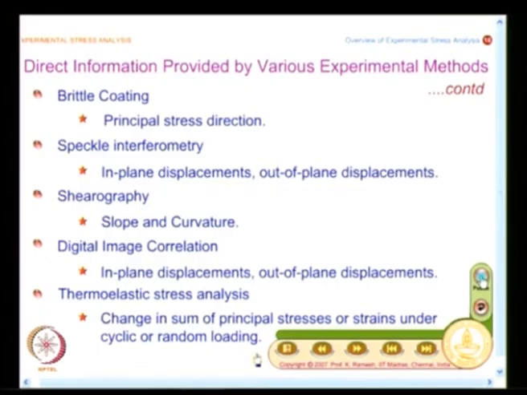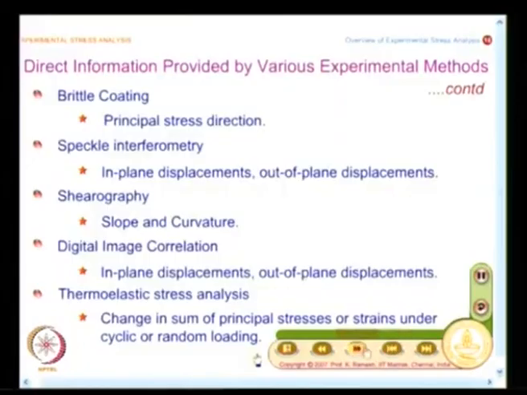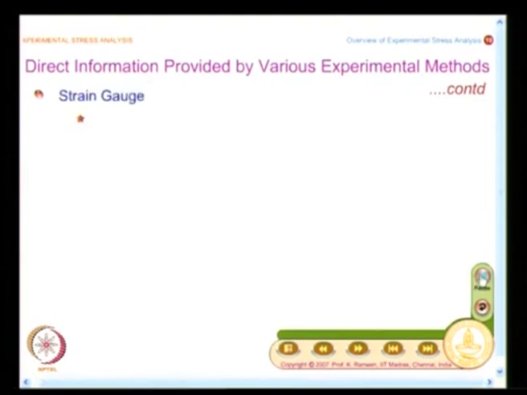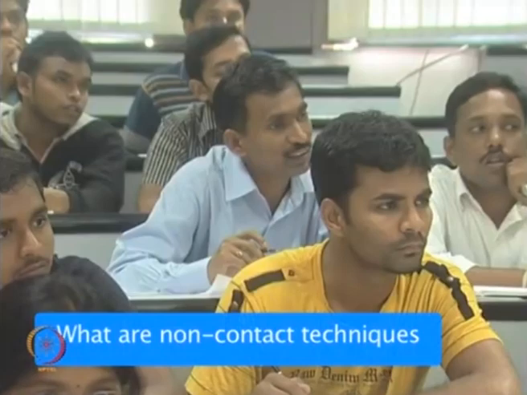Photoelasticity gave difference in principal stresses, thermoelastic will give only change in difference in principal stresses. So, that means the physics you have used is capable of giving only that information. Here it uses the temperature developed because of stress applied. Yes, it is non-contact thermal.